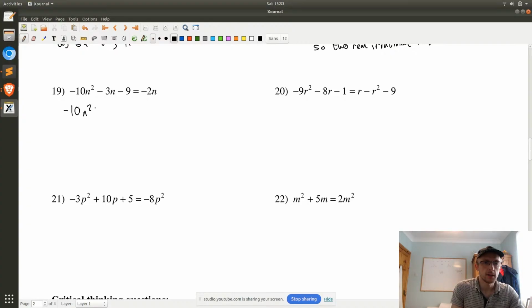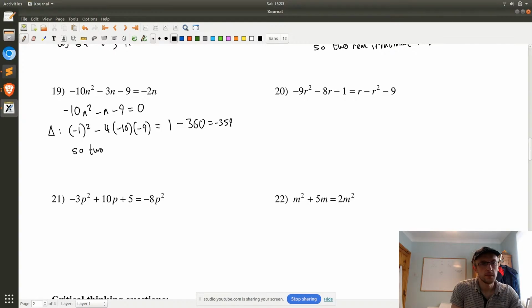Negative 10n squared plus n plus 9 equals 0. The discriminant, that's b squared minus 4ac. And that is 1 minus 360, which is negative 359. And that's not a perfect square. So two complex irrational roots.